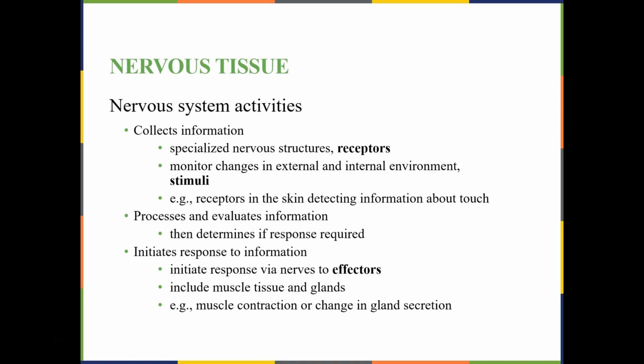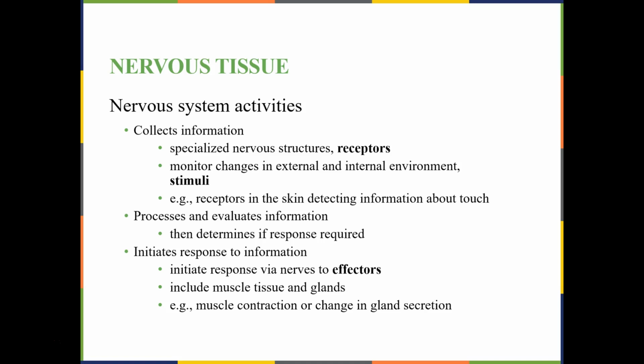So the first thing that the nervous system does is it takes in information through structures called receptors. We have external receptors, receptors on our skin that take in information from the external environment. We also have internal receptors that take in information from internal regions of the body.